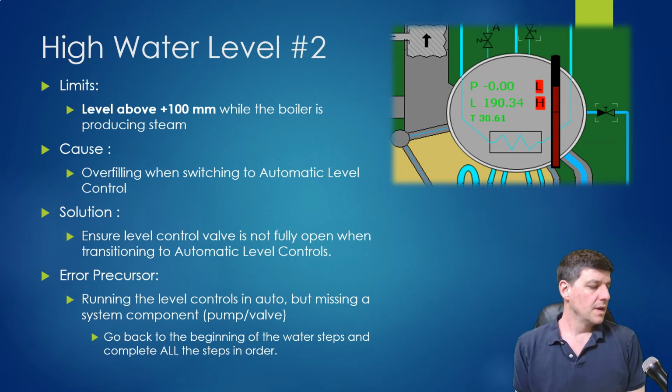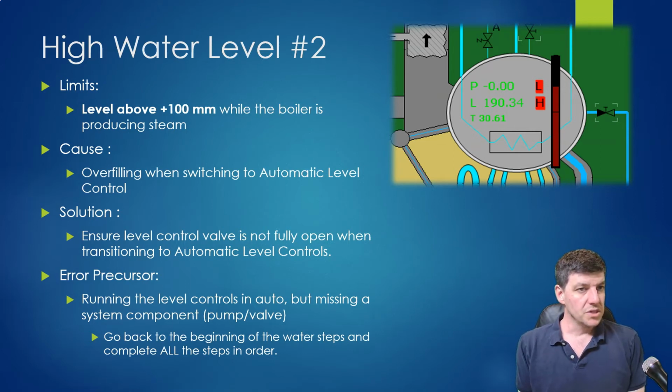There is one other error precursor that happens, which is you're running through your steps to put your controller into auto and you've forgotten something. You forgot to turn on the pump, or maybe you forgot to open the valve that leads to the boiler, that discharge valve, and you let it run for a little bit and then you realized your error.